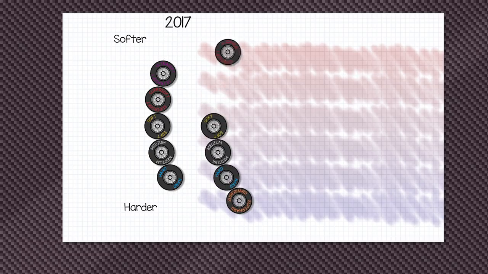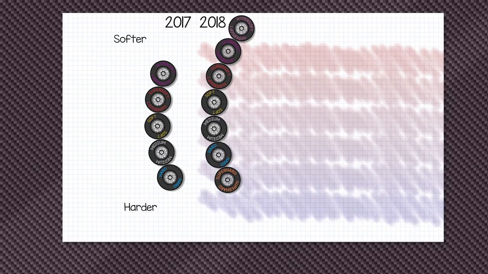For example, for 2018, Pirelli are making all of their tyres a step softer. This means that, roughly speaking, the 2018 soft tyre will be as soft as the 2017 super soft, and so on for all the other compounds. This means the new hyper soft will be two steps softer than the softest compound available last year. Is the word soft losing all meaning for anyone yet?